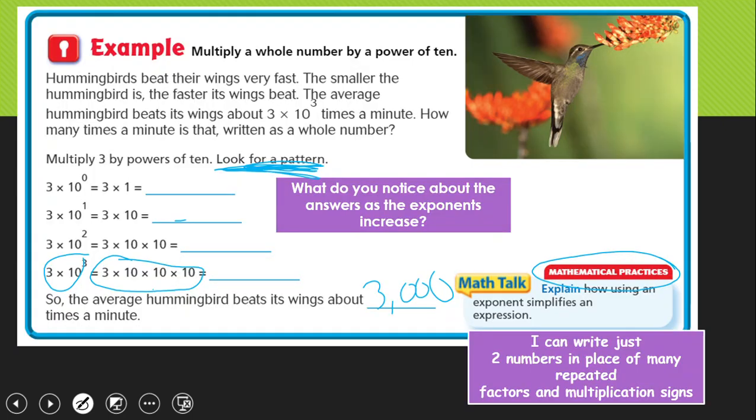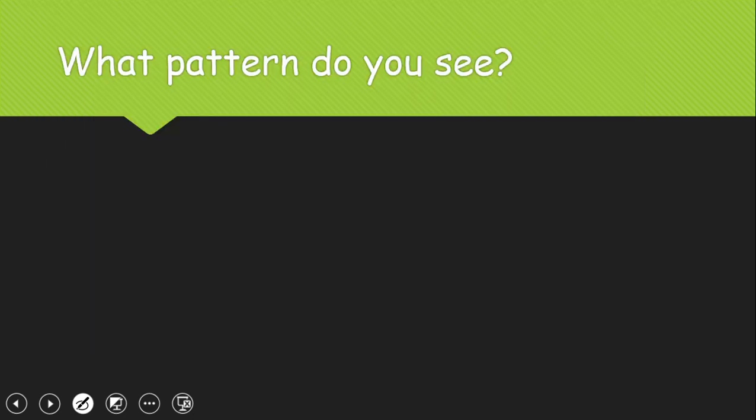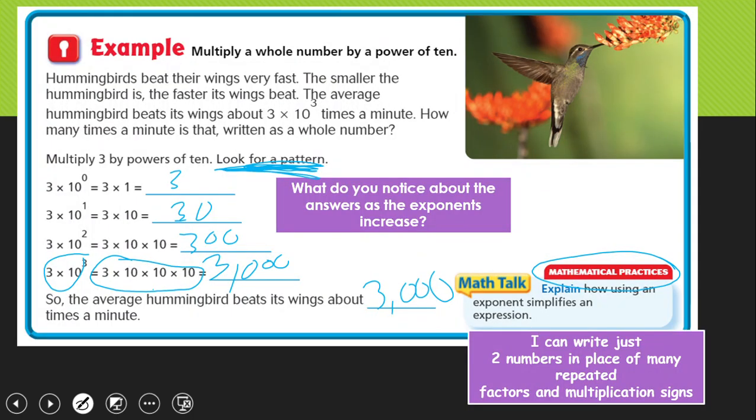I'm going to go back and write the answer. We had 3, we had 30, we have 300, and then we had 3,000. What pattern did you see? You should have noticed that the amount of zeros is the amount of the exponent.